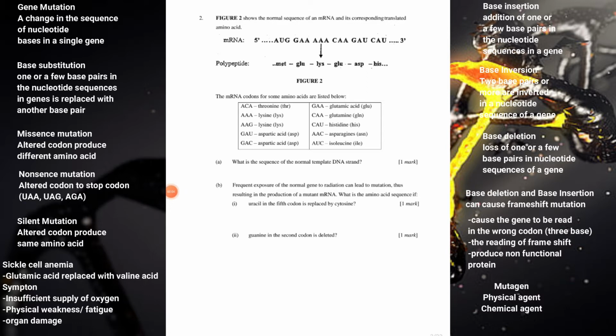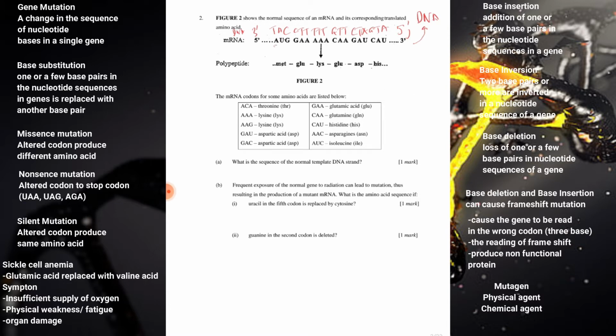Figure 2 shows the normal sequence of an mRNA and its corresponding translated amino acids. So mRNA is transcribed from DNA template, meaning that the mRNA must be complementary with the DNA. So if here is 5 prime, the DNA will be 3 prime, A will be T, U will be A, G, C, C, T, T, T, T, T, G, T, T, C, T, A, G, T, A. So this one is the DNA sequence for the mRNA given.